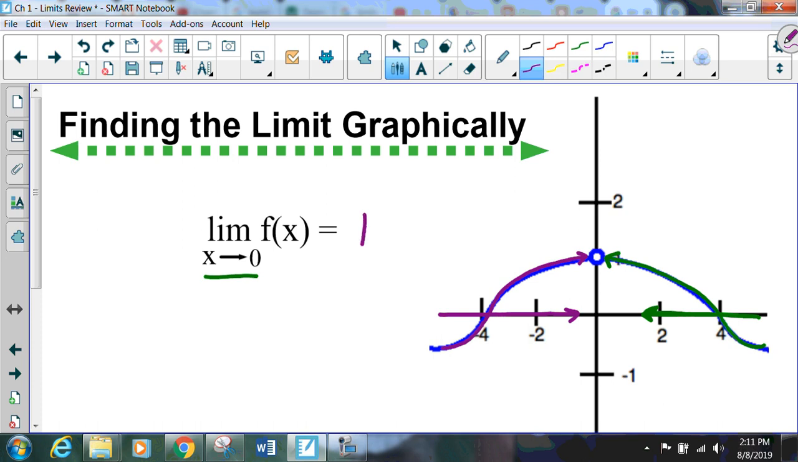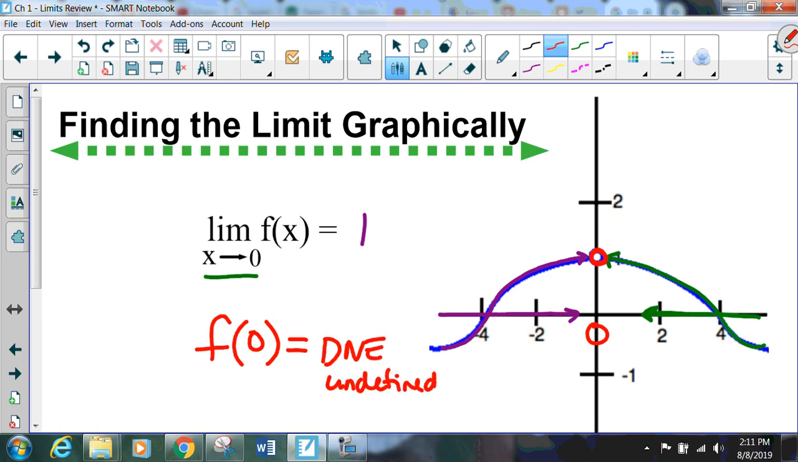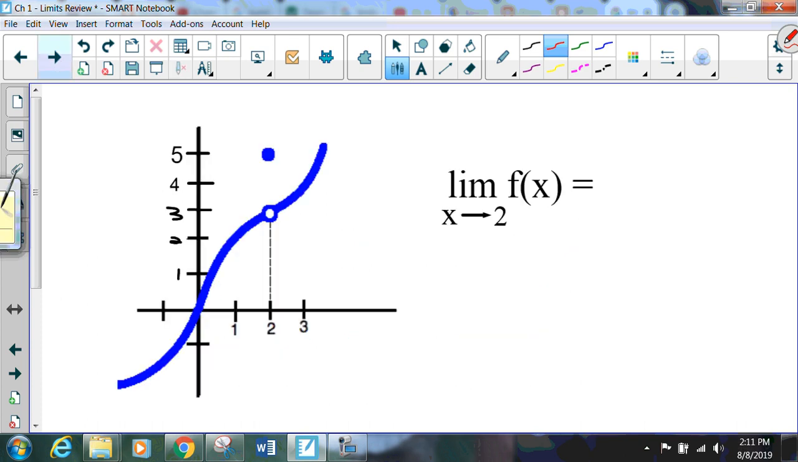Now I want you to notice that if you were asked for the value of this function when x is equal to 0, so what's f of 0, we would look at this and go, oh, there's no value. There's no value when x is equal to 0 for this function. We would say it does not exist, or we would say undefined. There is no value there. So just note that the limit is asking us something different than the value of the function at a certain x.